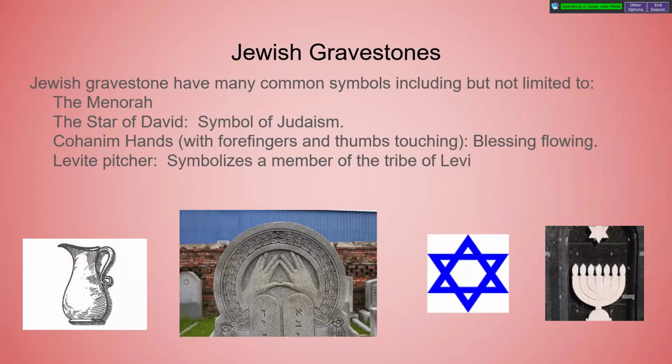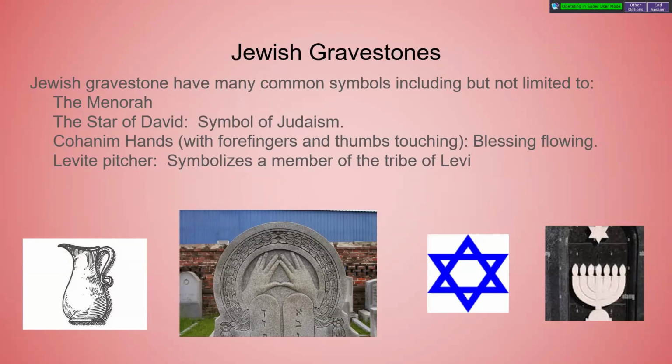Okay, Jewish graveyards. We have two of them that I know of here in Appleton. They're usually all Jewish, so they have their own graveyard, and they have many common symbols, but not limited to just these. The menorah, the Star of David, of course. The Kohanim hands. Now, I don't think I'm pronouncing that right. The forefingers and the thumbs have to be touching to represent a Jewish grave, and it means blessings flowing.